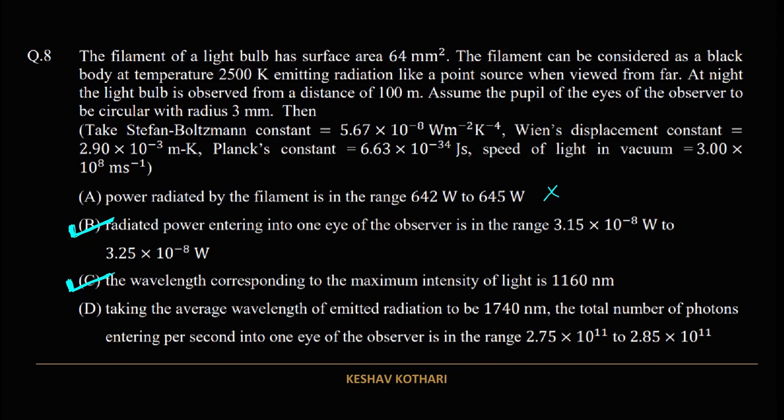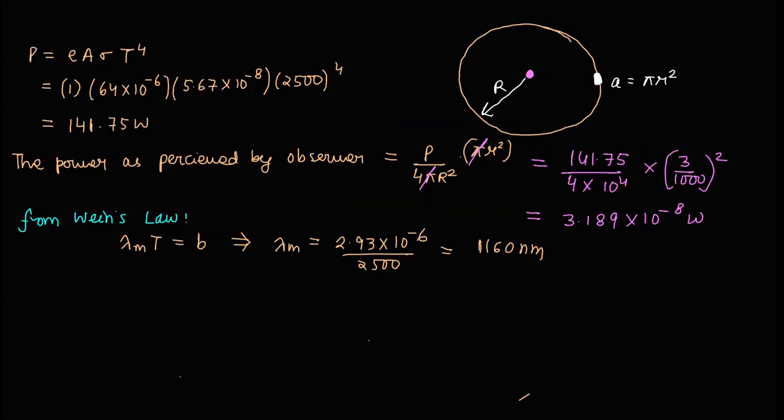Now the problem is asking us to calculate the number of photons that is entering into the eye of the observer. So if we consider that let n photons be entering per second into the eye of the observer.